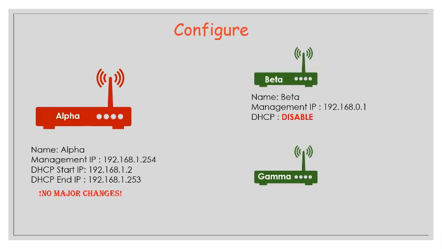The configuration on the beta is most important. As we discussed before, the name should be different, the management IP should be of a different IP range, and DHCP should be in a disabled state. The same applies for the gamma router as well.